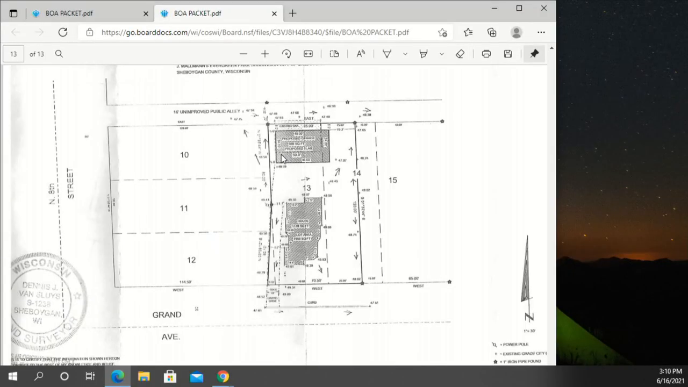Would you be able to put the survey on the screen, please? I'd appreciate that. So we have this. How do you know if it's on? Yes, it's on. It's red.